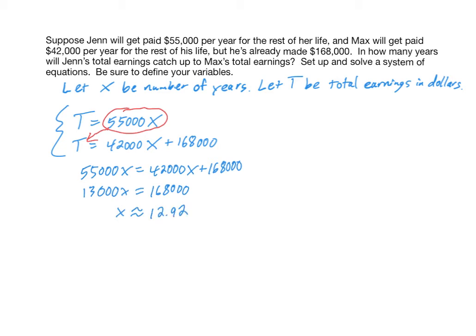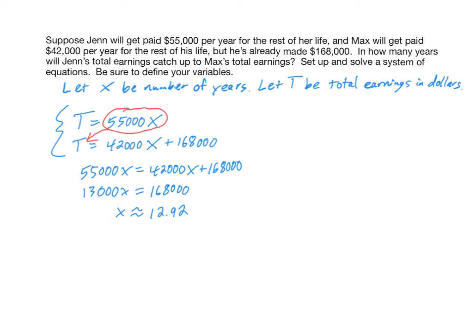12.92. When we typically solve a system of linear equations, we would not be finished. We would have gotten this value of x, which is 12.92, and then we'd have to plug this back into one of the original equations to find the value of T. But notice here the question is just in how many years will Jen's total earnings catch up to Max's total earnings. It doesn't ask how much will the total money be then. So this is all I actually need to get.